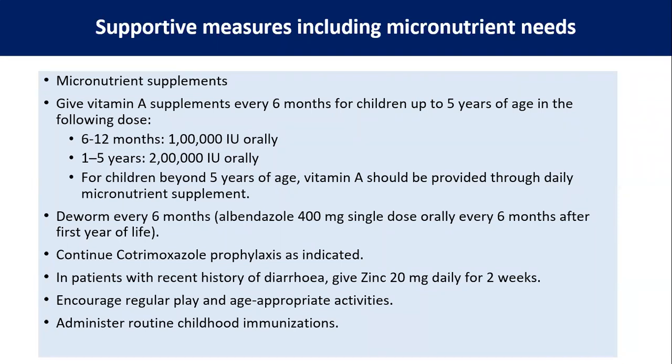We also have to encourage regular play or age-appropriate activities at home, or whenever they come to the center, we have to advise the parents, and administer all routine childhood immunizations under the National Immunization Program. Plus, if the parents can afford other vaccines, seasonal influenza vaccine can be given, and chickenpox vaccine can be given. If the child is not severely immunosuppressed, hepatitis A vaccine can be given. Next.